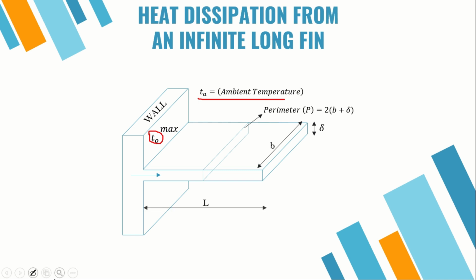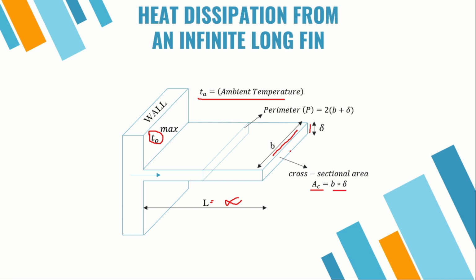Now here L is the length of the fin. So here the length of the fin is equal to infinity, and the area of cross section is AC. We have assumed that the area of cross section is AC, and it's equal to the thickness into width. Thickness, that is the delta or del, and B is the width. So the area of cross section is B into del.